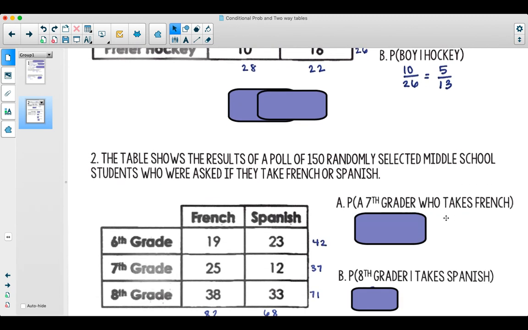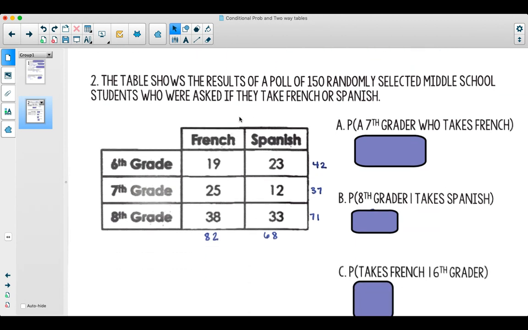Let's try one more example. In example 2, the table shows the results of a poll of 150 randomly selected middle school students who were asked if they take French or Spanish. So the first thing I did is I did my totals column, and I know there's 150 total. In part A, it says, what's the probability of a 7th grader who takes French? So not really the conditional probability that we've seen with that slash down the middle. I just need to know how many 7th graders take French out of my total 150. So here, there's 25 7th graders who take French out of my total of 150, and that's going to simplify down to 1 over 6.